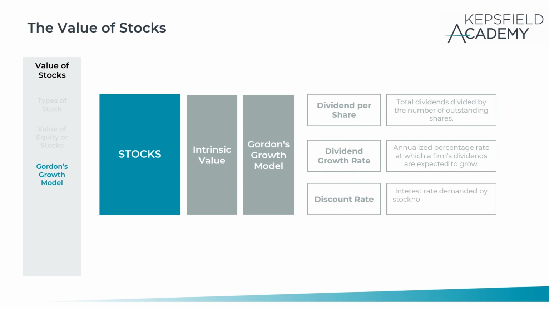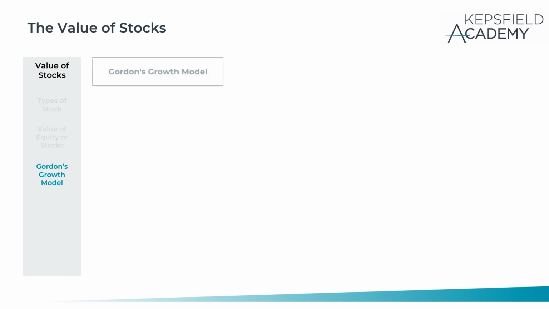The discount rate, or cost of equity, represents the interest rate demanded by stockholders for bearing the risk related to owning a specific company. It varies from company to company and is essential for calculating the intrinsic value of a stock. Now that we've covered the main inputs of Gordon's growth model, let's explore the three commonly used variations: the no-growth model, the constant growth model, and the multi-stage model. Each model has different assumptions and methods for calculating the intrinsic value of a stock.